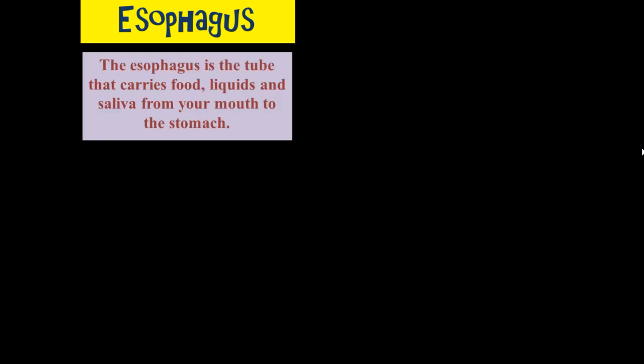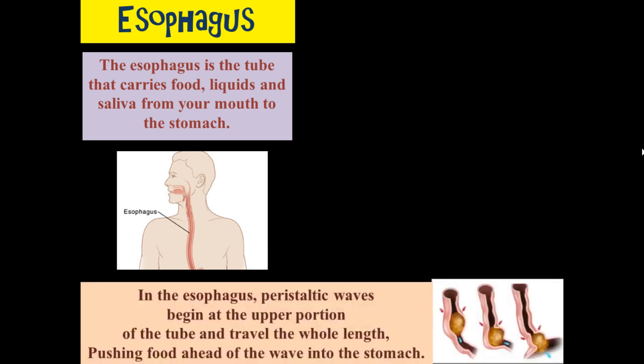Esophagus. The esophagus is the tube that carries food, liquids, and saliva from your mouth to the stomach. In the esophagus, peristaltic waves begin at the upper portion of the tube and travel the whole length, pushing food ahead of the wave into the stomach.